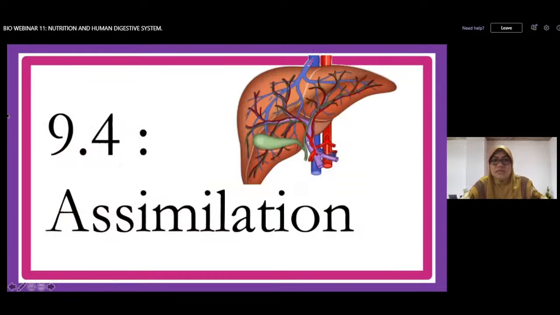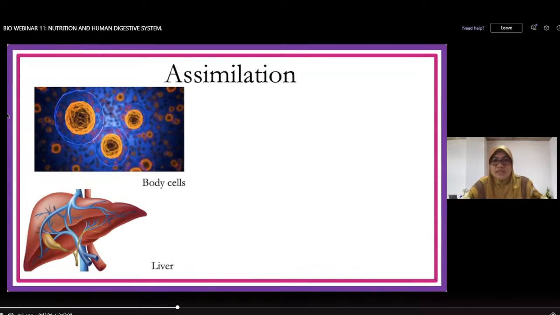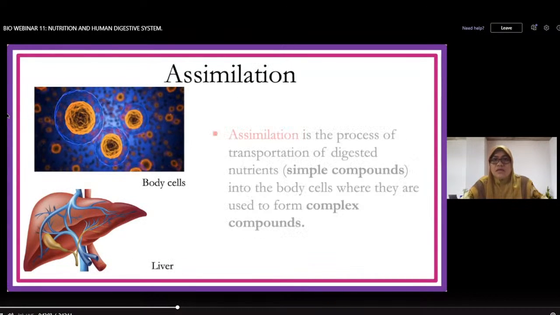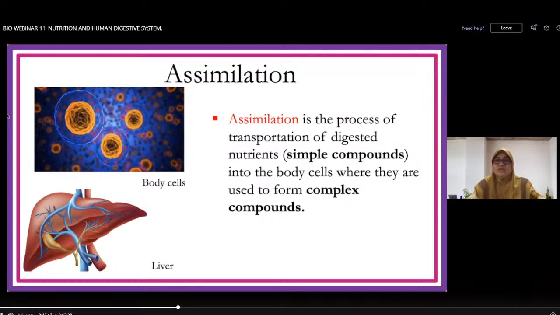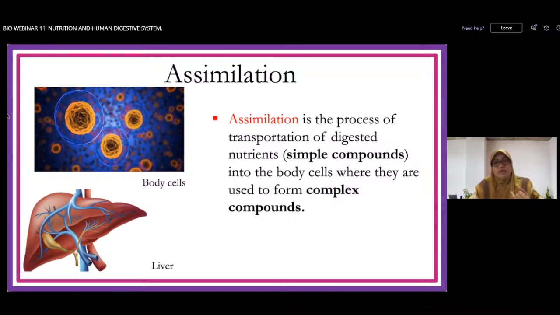Let's look at the next slide, assimilation. What is the meaning of assimilation? Assimilation, in Malay, is called asimilasi. Actually, assimilation is the process of transportation of digested nutrients, digested nutrients that are simple compounds. What are simple compounds? Glucose and amino acid that were absorbed during the absorption process, into the body cells, where they are used to form complex compounds.